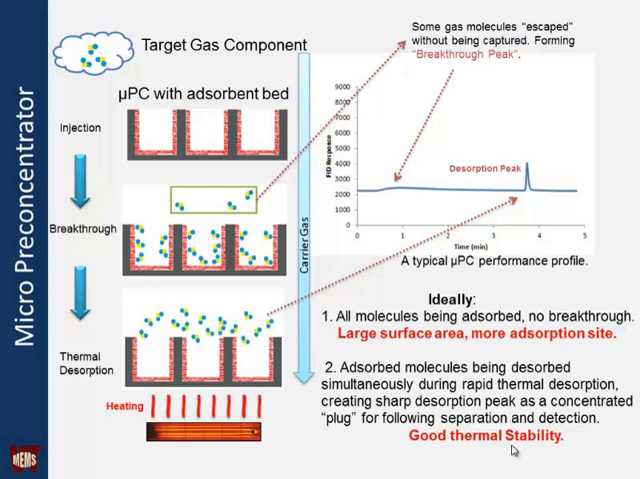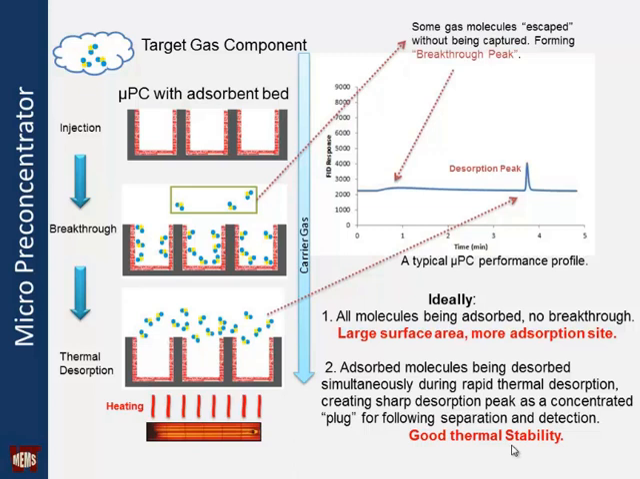If you have a large breakthrough peak, it means that your adsorption has not been very effective. And then what you do is that after you have collected enough sample over a period of time, you go ahead and heat it up. And then you can dissolve all these species. And as I said, it goes through the next stage, which can be a separation column or detector.